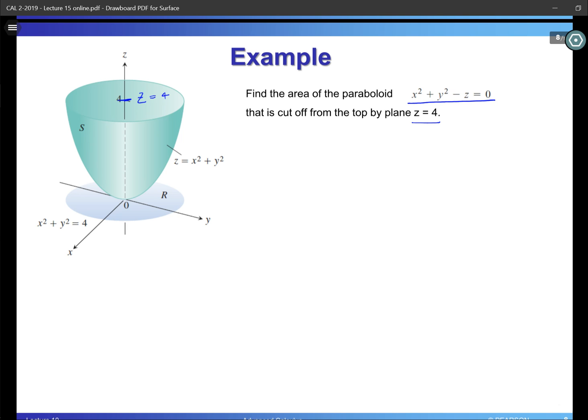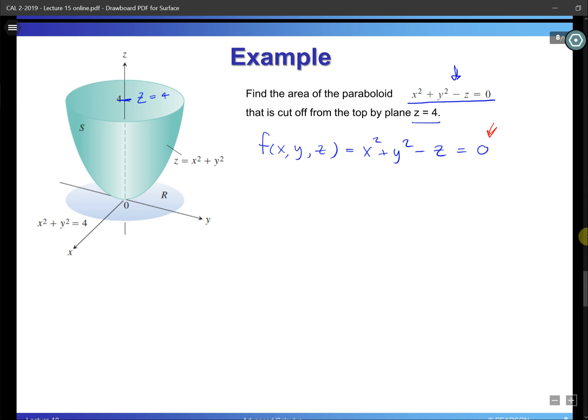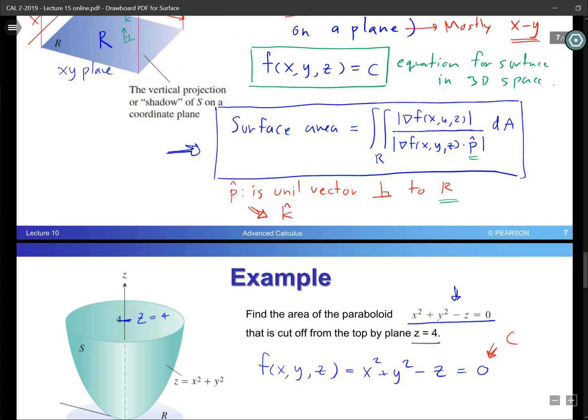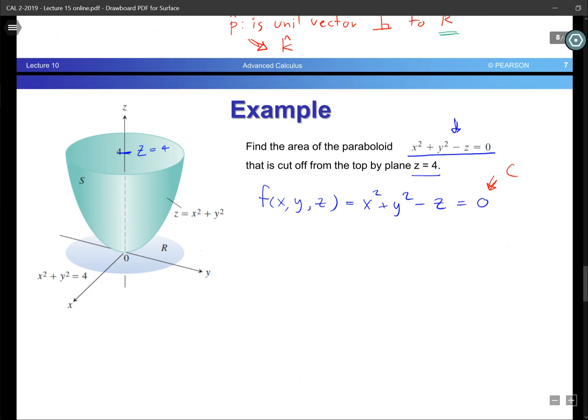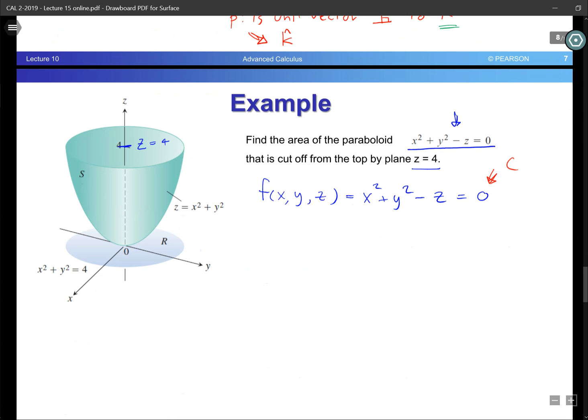All right, the first thing we need to find is this f(x, y, z) that represents this surface in 3D space. And as you can see here, f(x, y, z) is equal to x squared plus y squared minus z equal to 0. In this case, this 0 is the c in the formula that we have here. It can be some other values, but we have this ready. This is the f that we want.